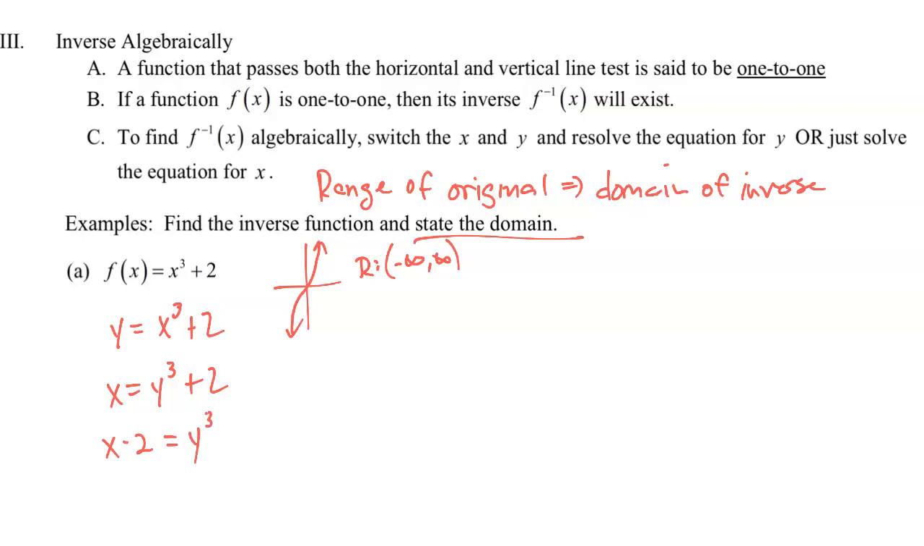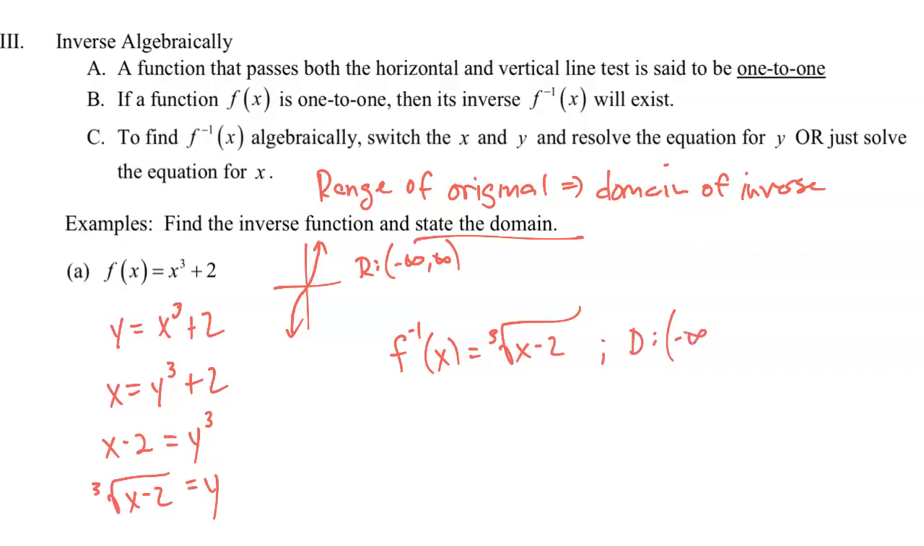And to get rid of a cube, I'm going to take the cube root of both sides. And so this is going to give me the inverse. I'm going to write it in inverse notation. So f inverse of x is equal to the cube root of x minus 2 with a domain of, again, because the range of the original was negative infinity to infinity, that is also the domain of my inverse function.